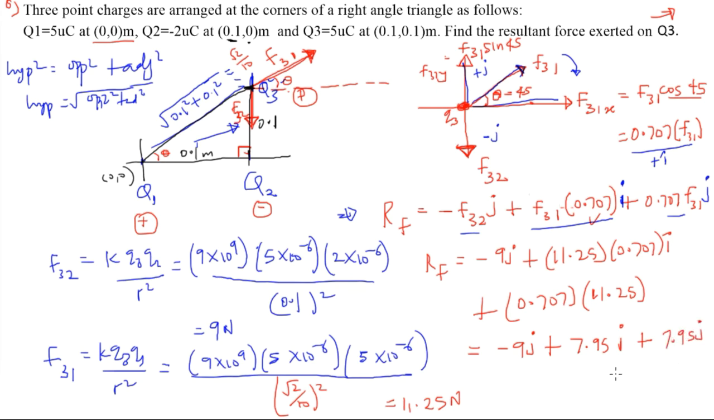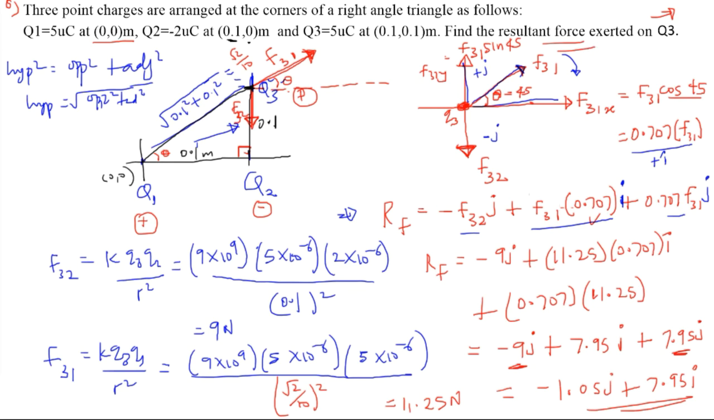7.95 J. Okay, so 7.95 J would go with this, because they are J and J, they are on the same line. So I can say negative 9 plus 7.95, that's equal to minus 1.05. That means I'll have minus 1.05 J plus 7.95 I. So that is the final answer. That gives the resultant force that is exerted on Q3.